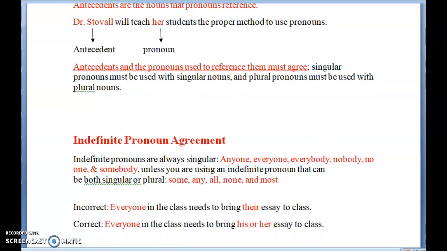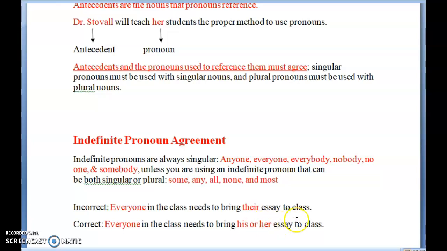The first problem that I detected is that when people are using indefinite pronouns, sometimes they treat an indefinite pronoun as if it were plural, and it is not. In the case here, everyone in the class needs to bring their essay to class. Well, everyone is singular, and because it is singular, we cannot use a plural possessive pronoun to reference this indefinite pronoun. What we should use for indefinite pronouns only: everyone in the class needs to bring his or her essay to class. We're using his or her because it is indefinite. We don't know who we're talking about.